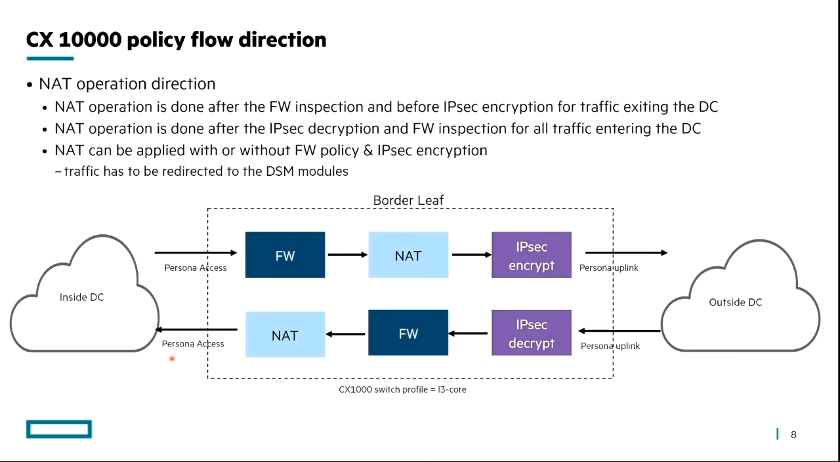Now there's a few things to note. The interfaces facing inside the DC need to be configured for persona access, and the outside of the DC facing interfaces need to be configured for persona uplink. Now the IPsec encrypt policy and the firewall policies do not need to be applied, but you do need to redirect the traffic to the DSM modules to have the NAT policies applied should you need them.